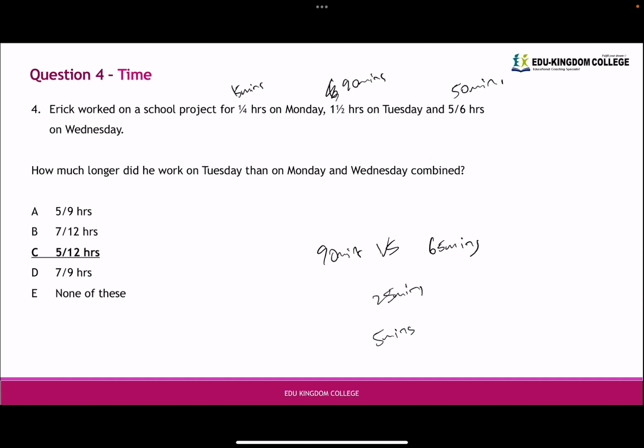5 minutes equals 1/12 hours. So 25 minutes equals 5 times that. So 5/12 hours. So part C.